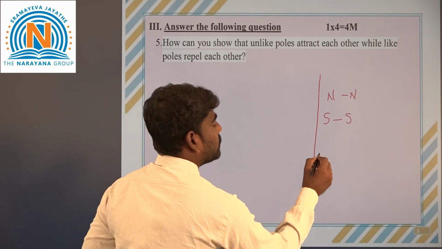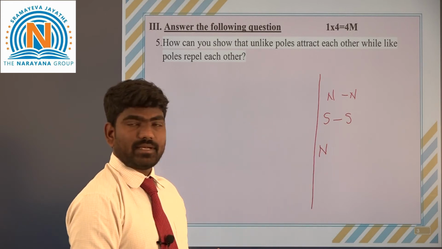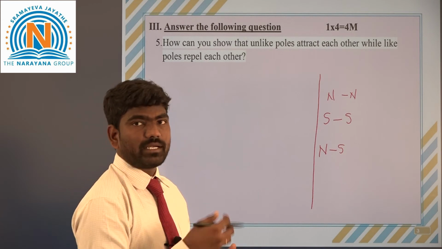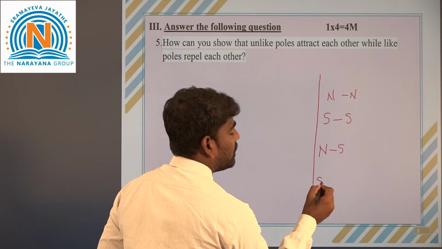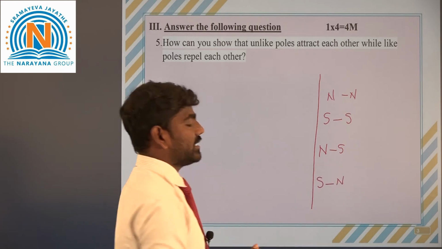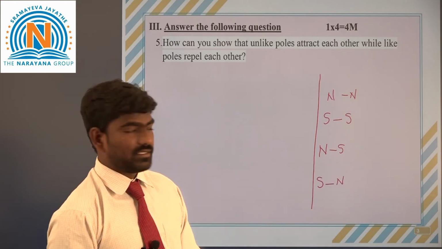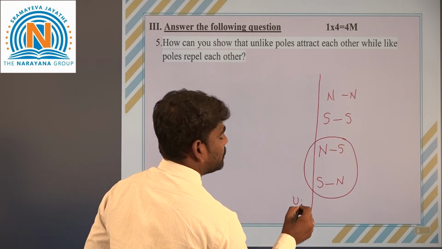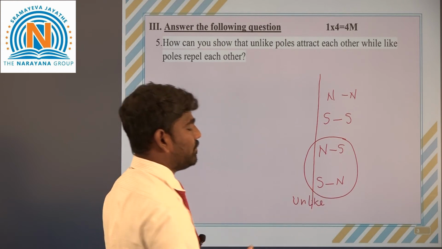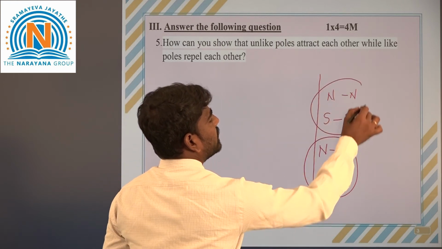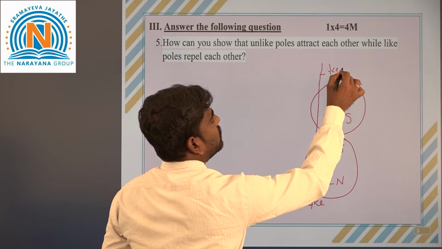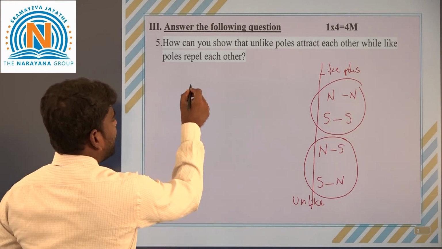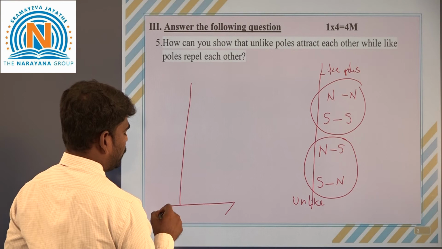And next, the north pole of the first magnet and the south pole of the second magnet are facing each other, what happens? Next, the south pole of the first magnet and the north pole of the second magnet are facing each other, what happens? These two combinations we call unlike poles, and these two combinations we call like poles. Okay. Now by doing an activity we will check what we observe.